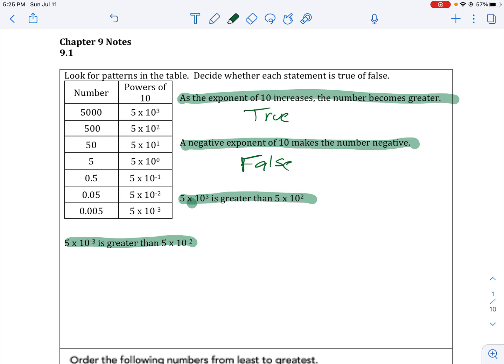5 times 10 to the third is right here, is greater than 5 times 10 squared, which is right here. So it's saying that 5,000 is greater than 500, which is true. 5 times 10 to the negative third is greater than 5 times 10 to the negative 2. Well, 5 times 10 to the negative third has more zeros than 5 times 10 to the negative 2. Therefore, it is not greater than, it is less than, and this statement is false.